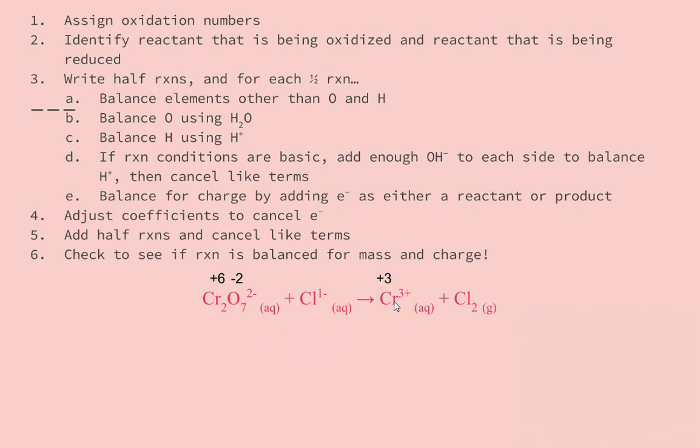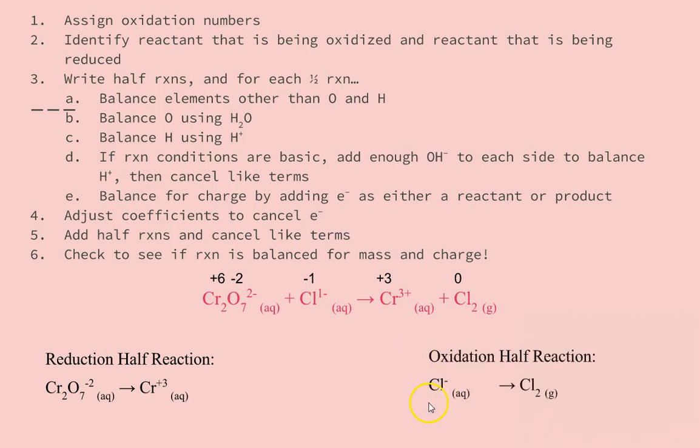Is it gaining electrons or is it losing them? It's gaining them. If we look at chlorine, chlorine's going from -1 to 0. Is it gaining electrons or losing them? It's losing electrons because it's getting more positive, right? It has an extra electron here that it's losing. And so our reduction half reaction is our chromium, and our oxidation half reaction is our chlorine.